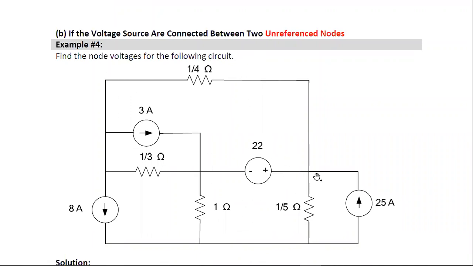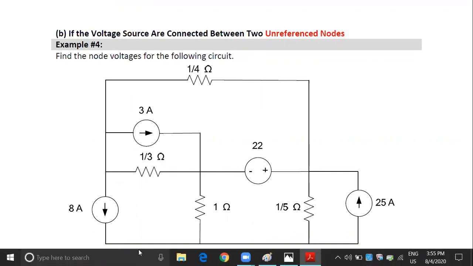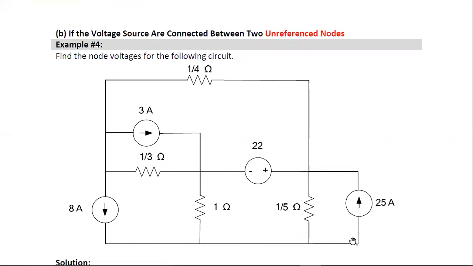If the voltage sources are connected between unreferenced nodes, the reference node may be this or this. If you take these four, they are connected to the common point, so the reference node is placed here. But if you take this voltage source, it is connected to the unreferenced nodes. In this type of situation, how is nodal analysis going to be applied?